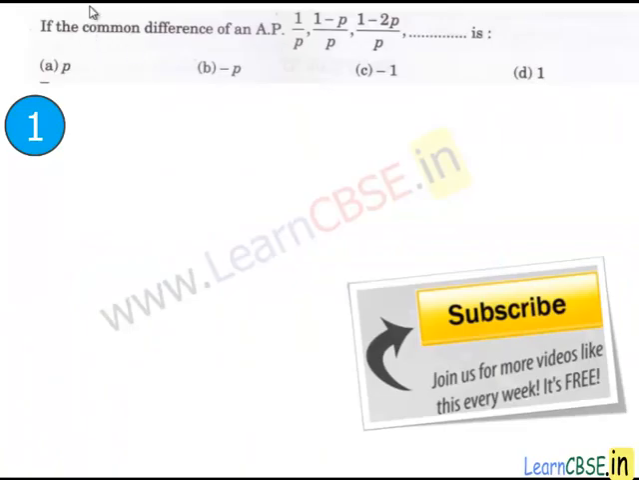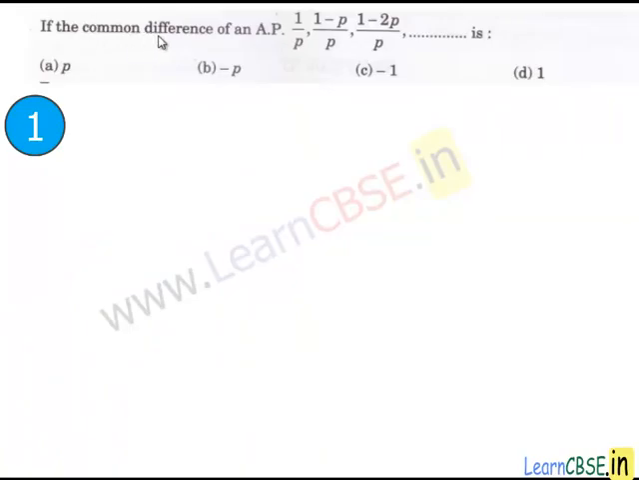Let's move to the next question. In this question, we have to find the common difference of an AP, which is 1 upon P, 1 minus P upon P, 1 minus 2P upon P. Let's work out the problem.